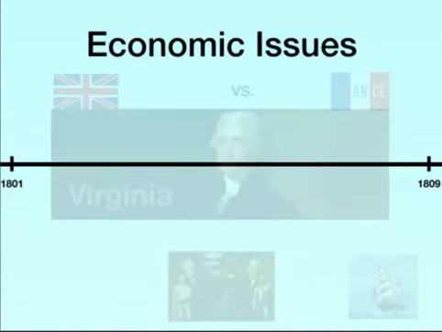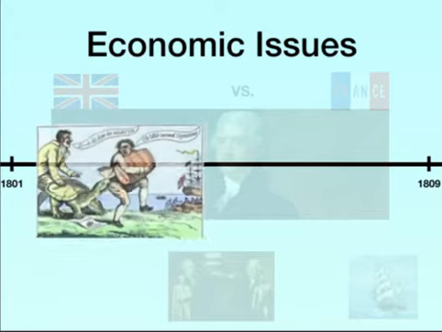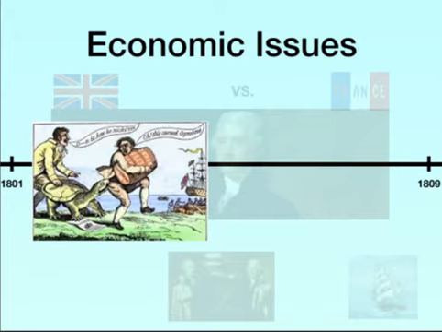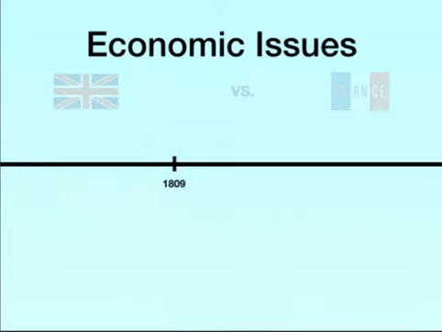Let's move now to some economic issues. Thomas Jefferson tried to avoid war with Britain and France by trying to use some very modern diplomatic efforts. The Embargo Act of 1807, which was a ban on trade with any country that was attacking American shipping. It did not actually work. In fact, it was rather unpopular. It hurt American shipping more than it ever hurt Britain or France.